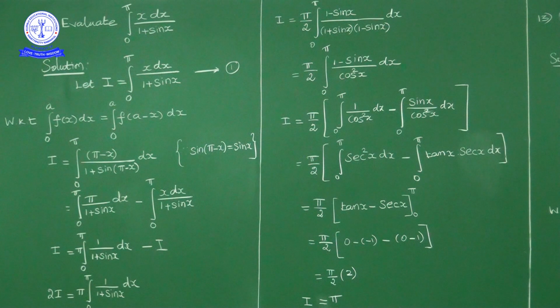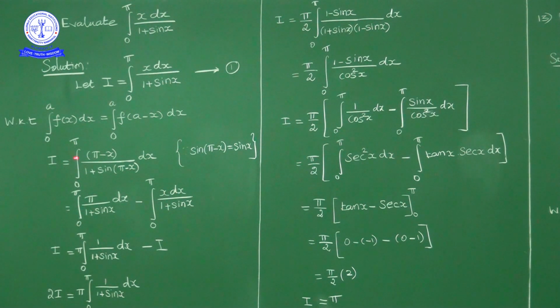Okay, I will repeat once again. Here given question is to evaluate integral 0 to pi x dx upon 1 plus sin x. I will mark this one as 1. Okay. Now by applying the property integral 0 to a f of x dx equal to integral 0 to a f of a minus x dx, that is replace x by upper limit minus x. Upper limit is pi, so replace x by pi minus x.